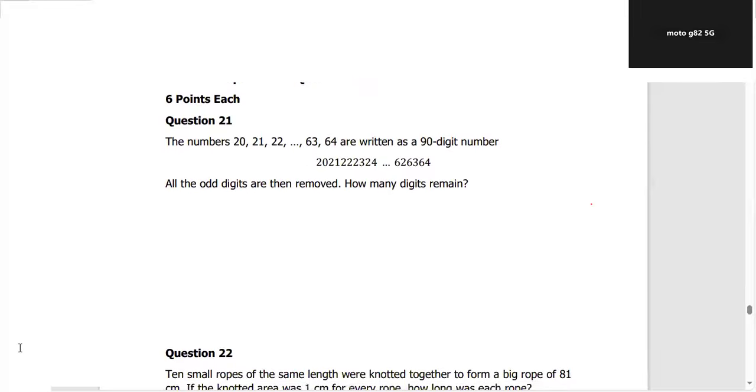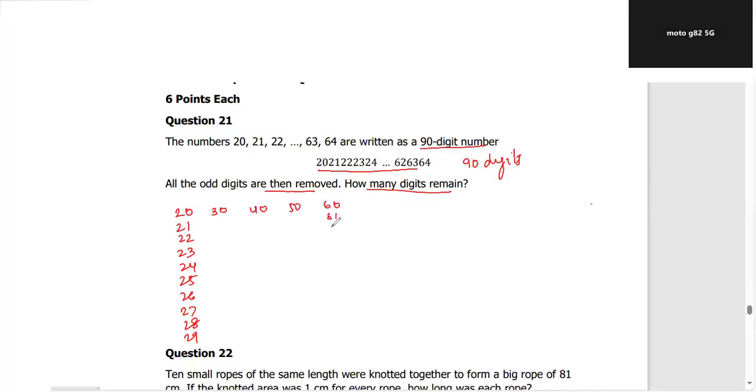Question number 21. The numbers 20, 21, 22 until 64 are written as a 90-digit number. Okay, so these are 90 digits. All the odd digits are removed. How many digits remain? Now, if you look at these, 21, 22, 23, 24, 25, 26, 27, 28, 29. And then we start from 30, then you have 40, then you have 50, then you have 60, 61, 62, 63. Like you can write all these numbers.